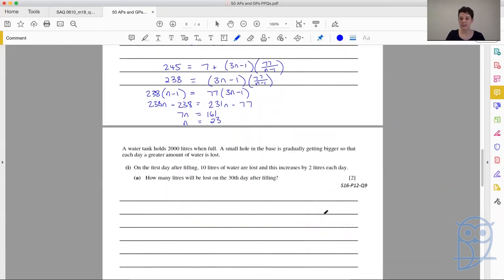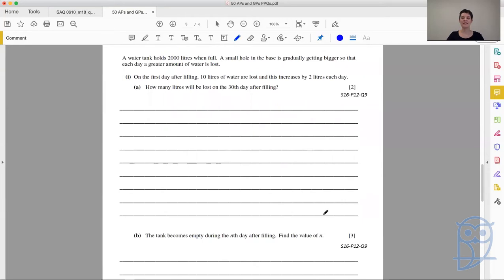So our last question for this one is another very applied question. A water tank holds 2,000 liters when full. Okay, so a total of 2,000 liters. A small hole in the base is gradually getting bigger, so that each day a greater amount of water is lost. On the first day after filling, 10 liters of water are lost, and this increases by 2 liters every day. How many liters will be lost on the 30th day after filling?